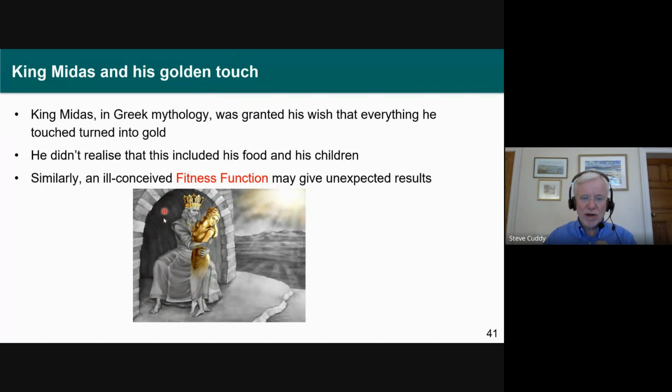King Midas, shown here, in Greek mythology, was granted his wish that everything he touched turned to gold, right? But he didn't realize that included his food and his children. So you've got to be very careful what you wish for, what you request. Similarly, an ill-conceived fitness function in the software might give you unexpected results.